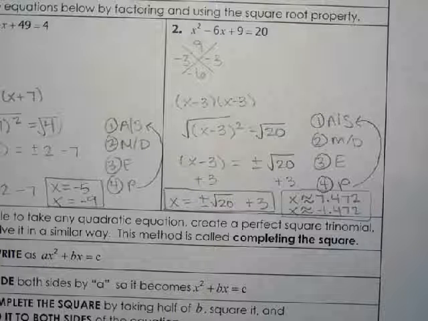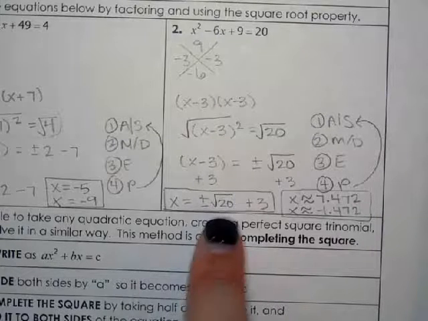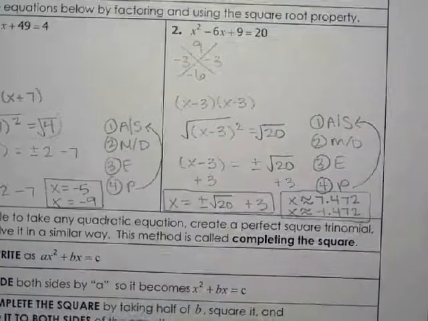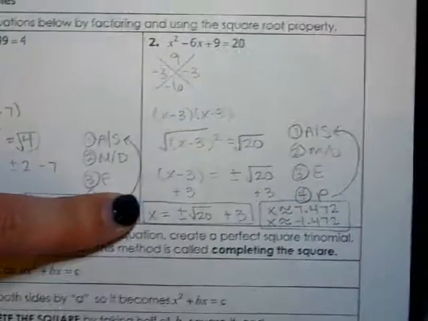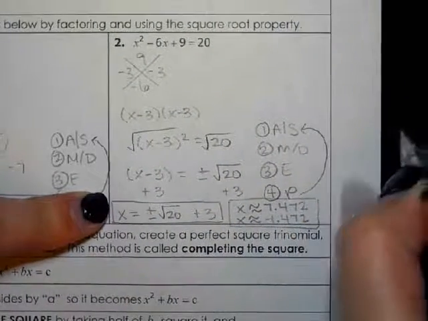Oh, that's a good point. I forgot to simplify the square root 20. Let's do that. Okay, so off to the side, square root 20, let's simplify this. Square root 20.